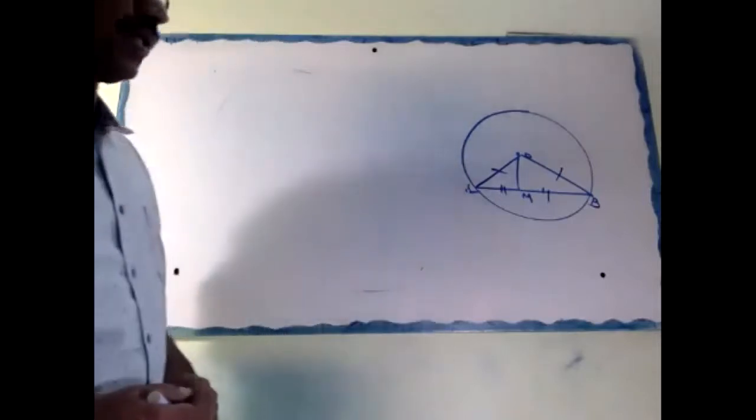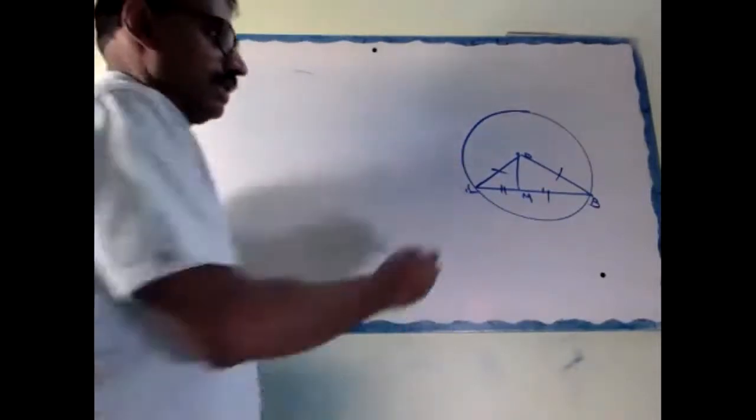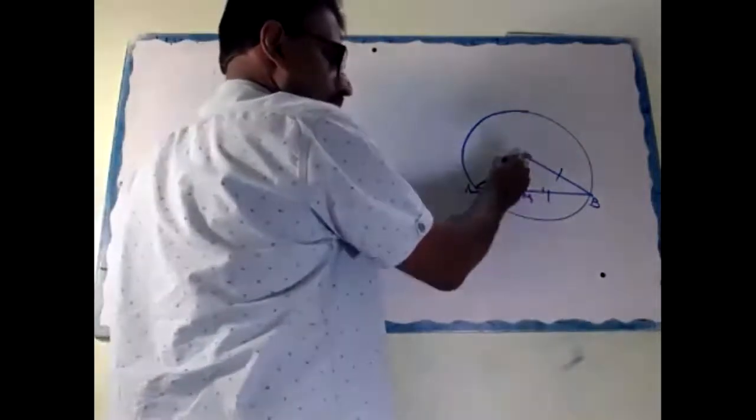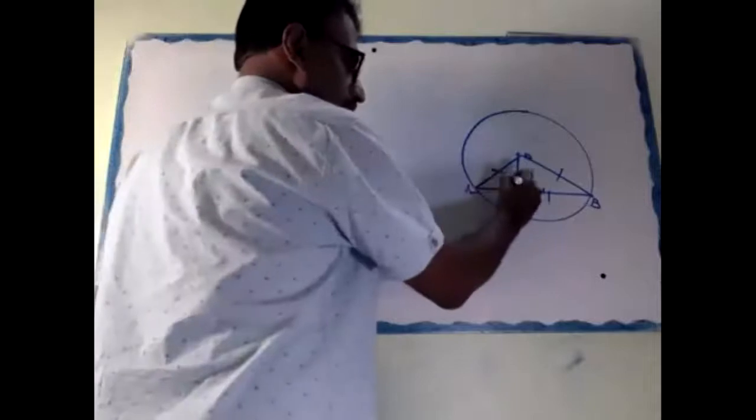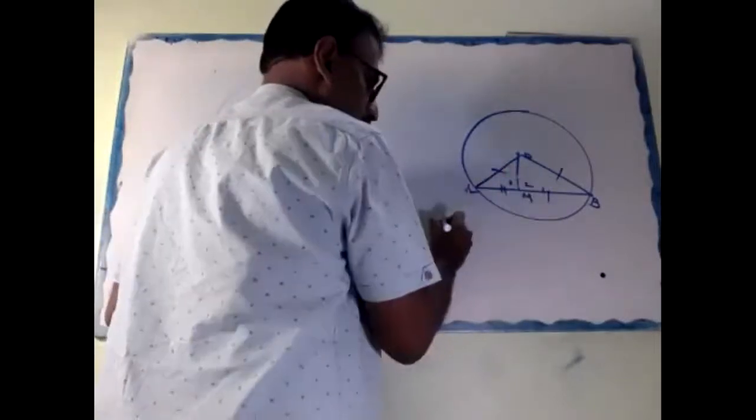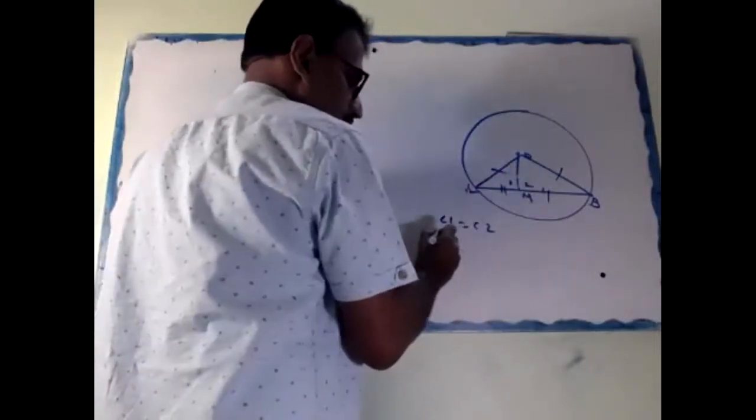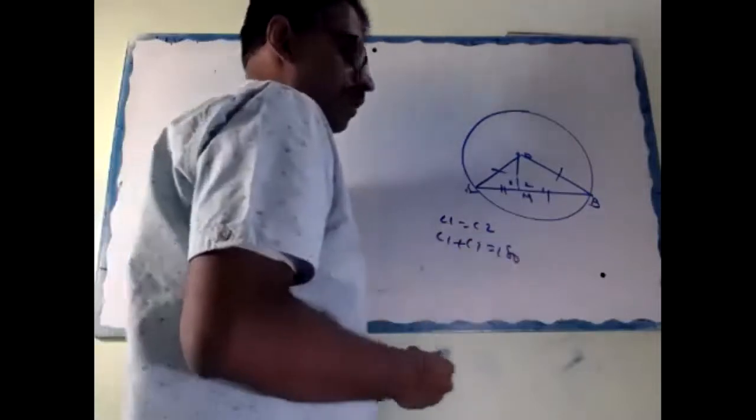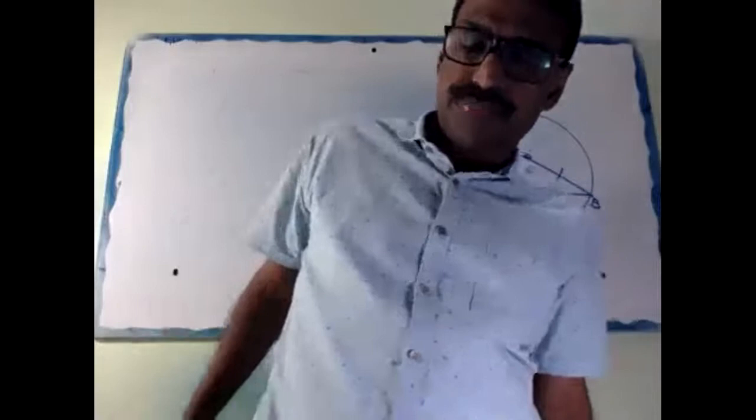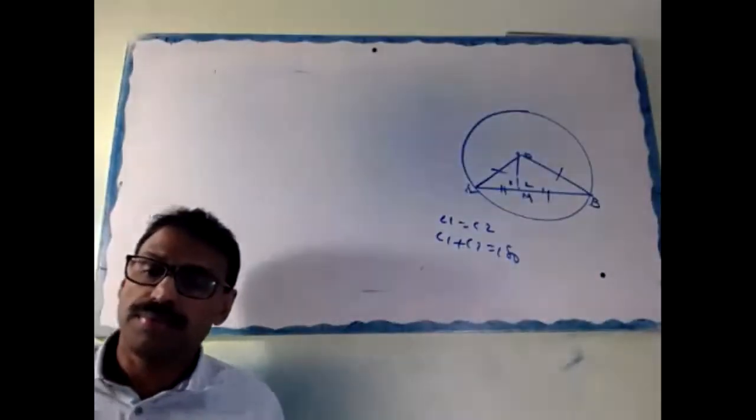Therefore, these triangles are congruent by SSS, side, side, side. Hence, angle 1 equals angle 2. But angle 1 plus angle 2 is 180 degrees, linear pair. Therefore, angle 1 equals angle 2 equals 90 degrees. Is it okay now? Okay.